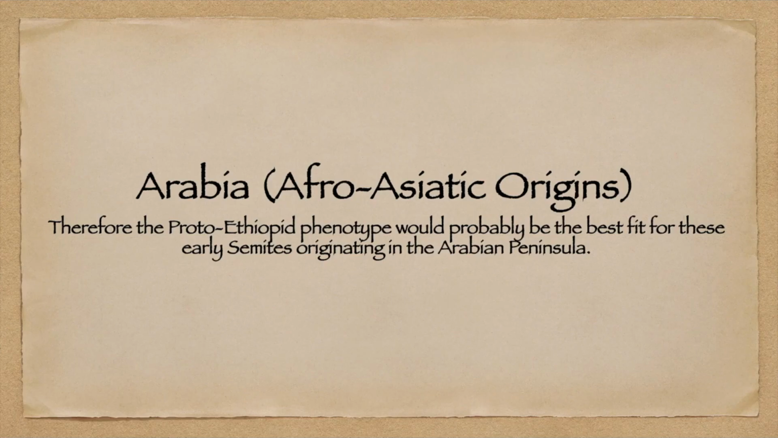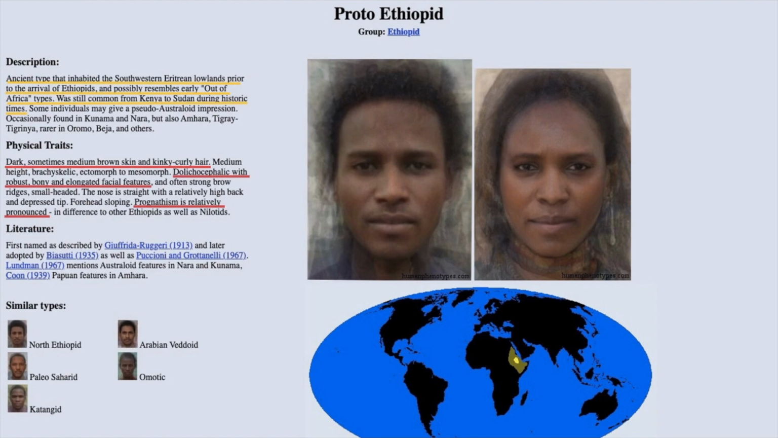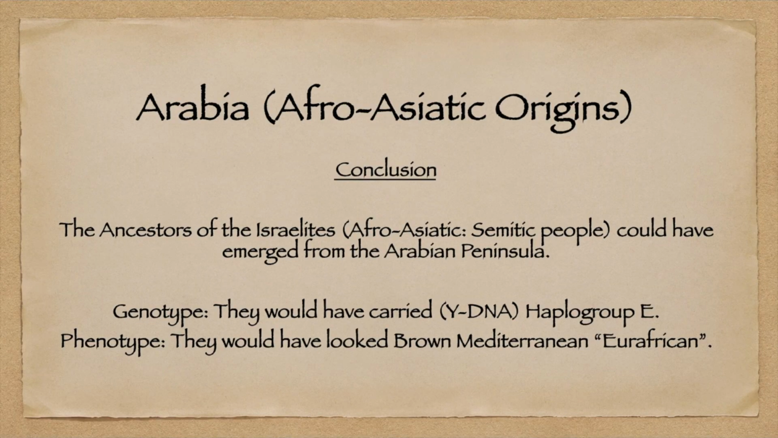Therefore, the Proto-Ethiopic phenotype would probably be the best fit for these early Semites, originating in the Arabian Peninsula. And here is the Proto-Ethiopic type. And this, again, like I'm saying, is probably a good example. But to conclude, the ancestors of the Israelites, Afro-Asiatic Semitic people, could have emerged from the Arabian Peninsula. Their genotype would likely be haplogroup E based on the studies we just read, and their phenotype would likely be brown Mediterranean and brown near African based on the books we read.